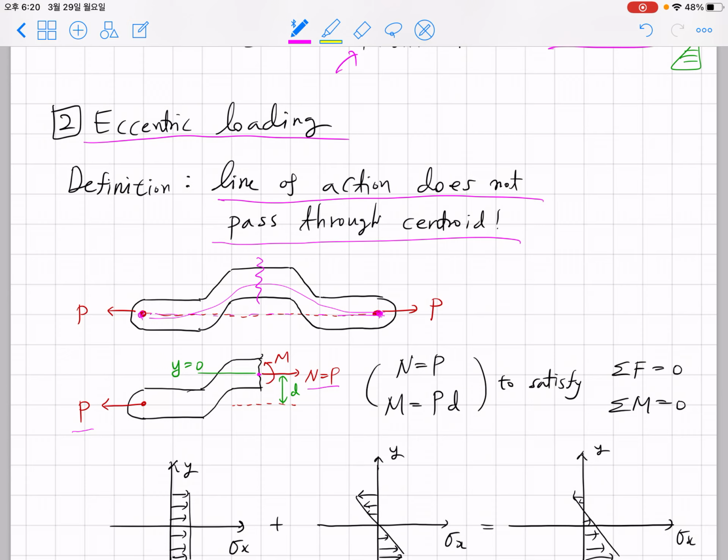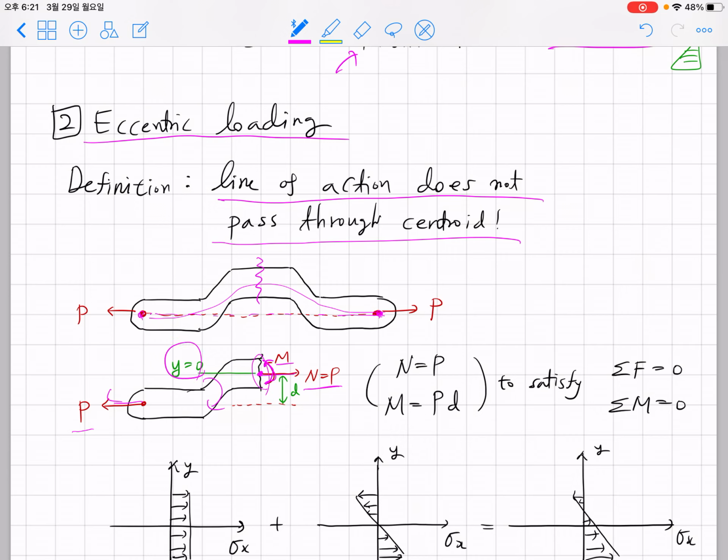However, you cannot satisfy mechanical equilibrium when you only have the normal force N. This is a force acting on the centroid, because the pair of this N and P try to rotate this part clockwise. So to balance this out, you need a local torque in the counterclockwise direction, and you have to initiate this local torque by a stress distribution around the centroid.